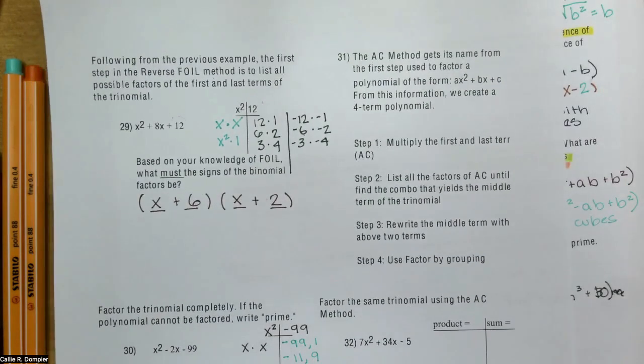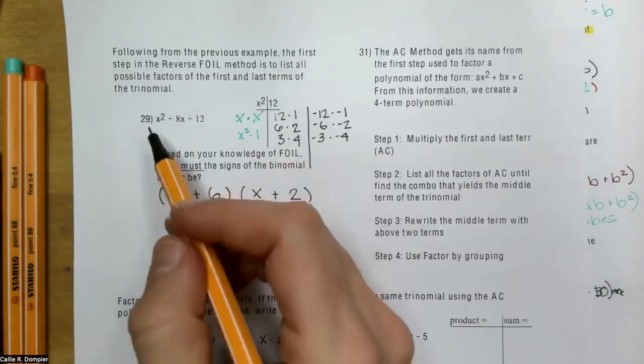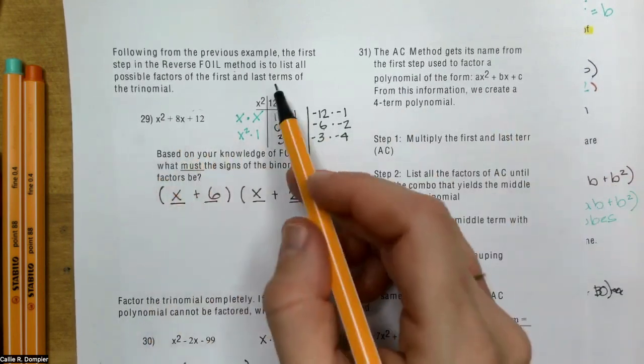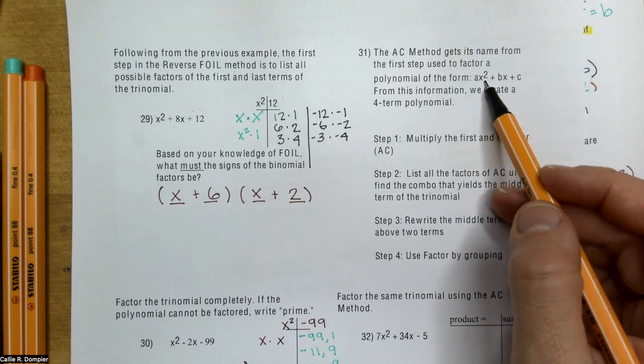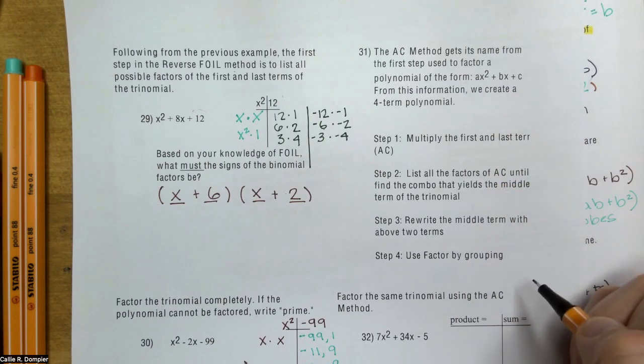Now, the AC method comes from the first step used to factor a polynomial in the form ax squared plus bx plus c. So from this information, we create a four-term polynomial. In the reverse FOIL method, you're listing out the factors and deciding where to put them. This works if a is 1. If a is not 1, if a is a number, you're going to use the AC method, and then you'll factor by grouping, okay?